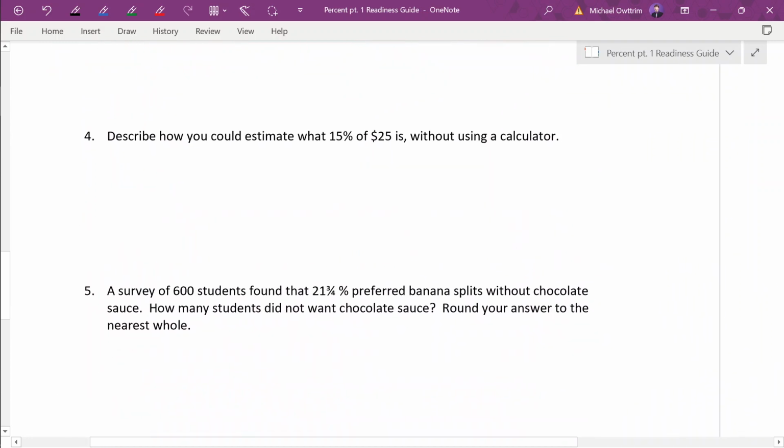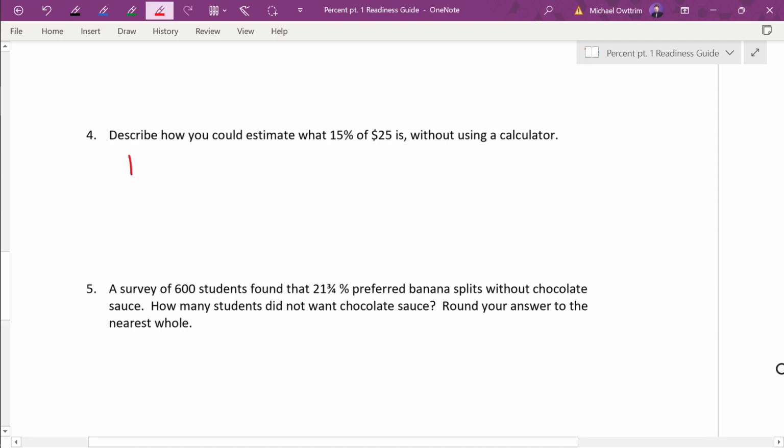All right, on the back side, we've got a couple more questions with some context to them. The number 4 just asks us how we could mentally estimate what 15% of 25 is without using a calculator. There's lots of different ways to do this, so if you used a different method, as long as you can describe it, you should be good.